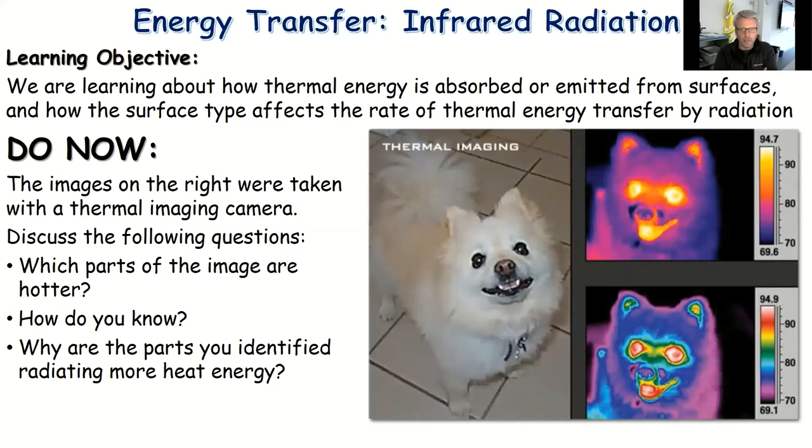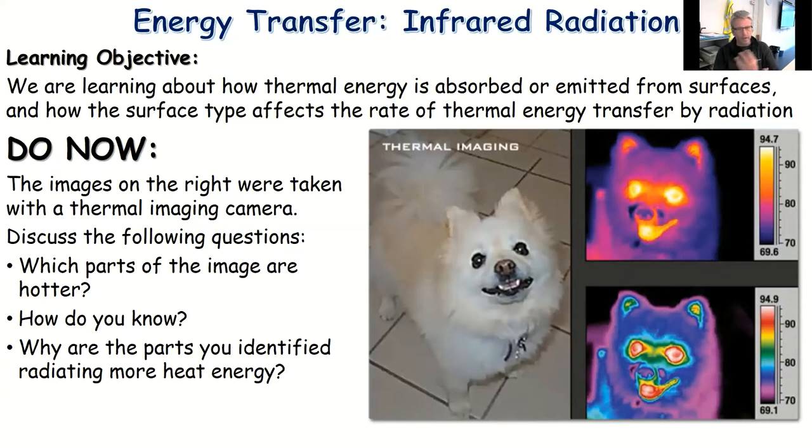So this lesson fits with GCSE physics, year 10 physics, with the energy stores and transfers module right at the beginning of the year 10 GCSE physics course. And also, of course, with the combined science physics. So in this lesson, we're going to be learning about how thermal energy is absorbed or emitted from surfaces and how the surface type affects the rate of thermal energy transfer by radiation.